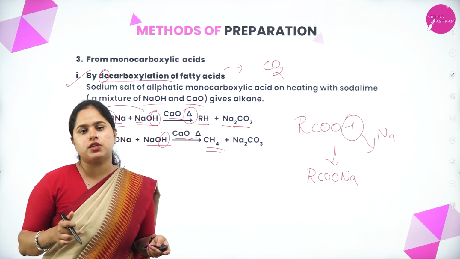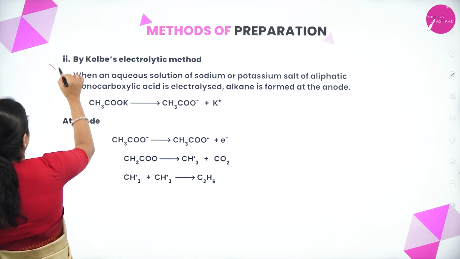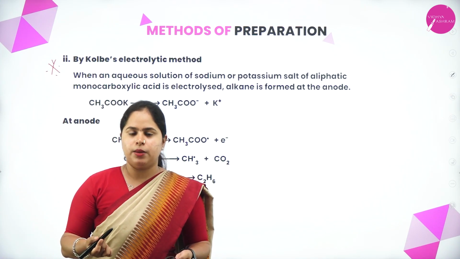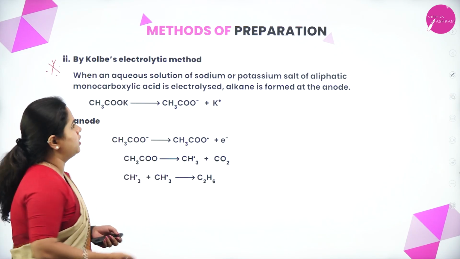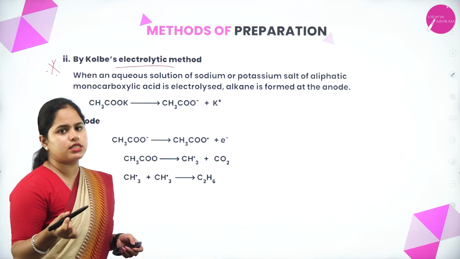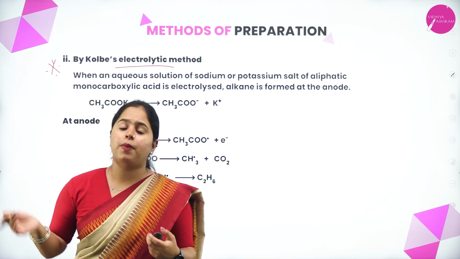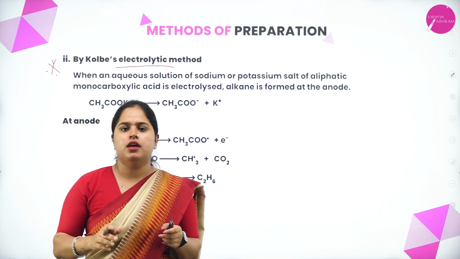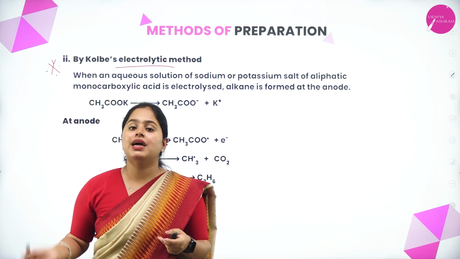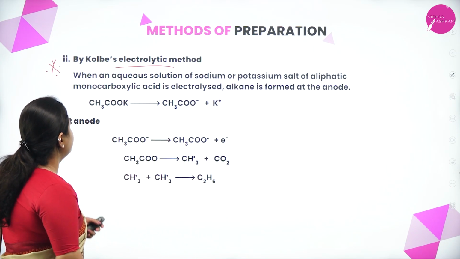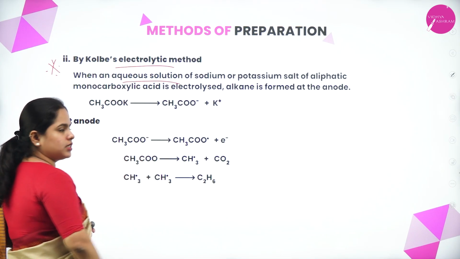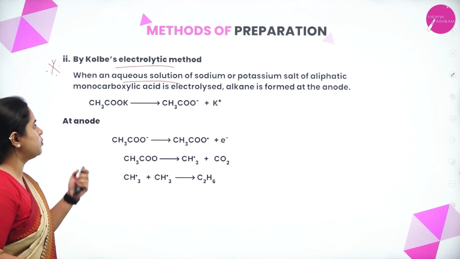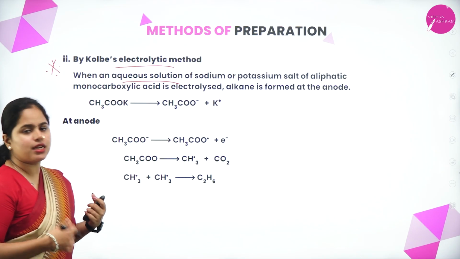Now there is one more which is important, which is called Kolbe's electrolytic method. So you have reactions to study at the anode and cathode, which is also important. So Kolbe's electrolytic method. What is electrolytic method or electrolysis? Chemical reactions are going to take place by passing electricity through it. Okay, electro stands for electricity and lysis means breaking. So chemical reactions will happen by the passage of electricity. So let's see, when an aqueous solution, which means it is in the presence of water, right? An aqueous solution of sodium or potassium salt of an aliphatic monocarboxylic acid is electrolyzed, alkane is formed.